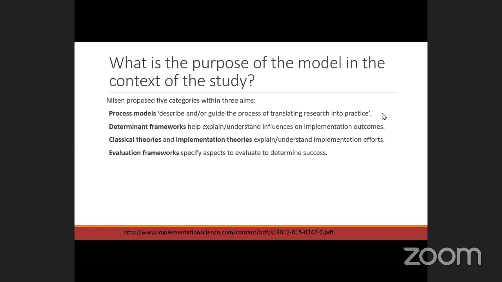Then look at how you want to use your model. There's been another review article, and the link to that article is at the bottom here, that proposed different categories you might be using the model for. For example, a process model describes how the process of research translation is happening, whereas a determinant framework helps you understand implementation outcomes, so acceptability, feasibility, and what might be affecting them. So is it barriers, is it facilitators? It helps you think about what the context is for where your intervention might be happening.